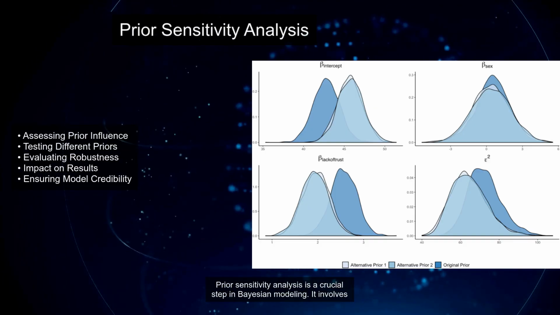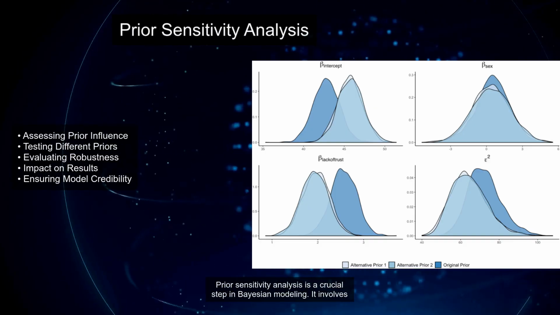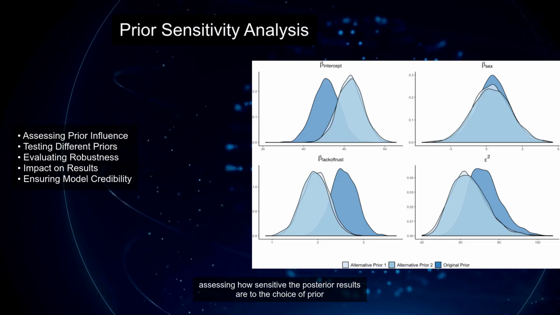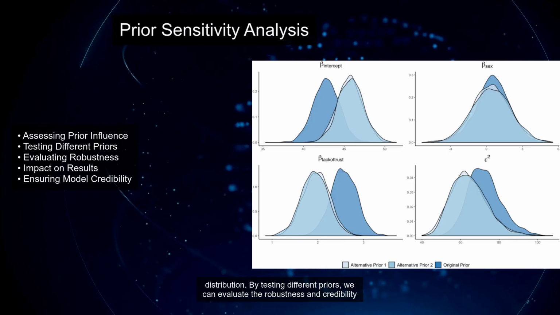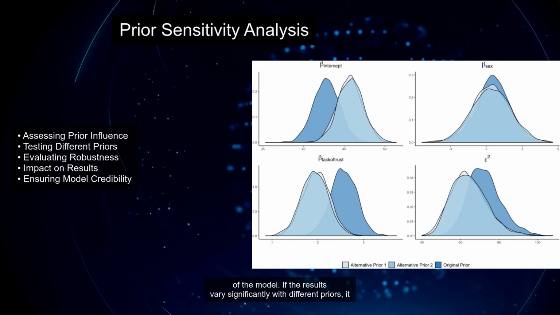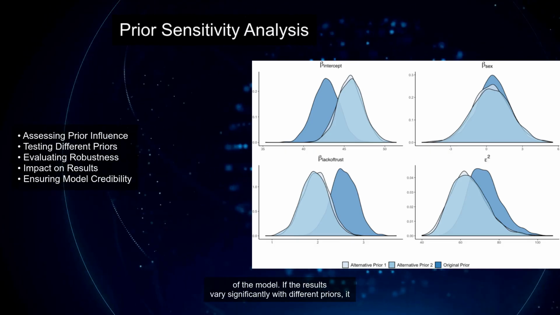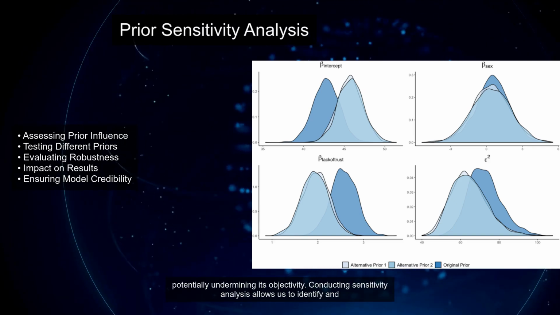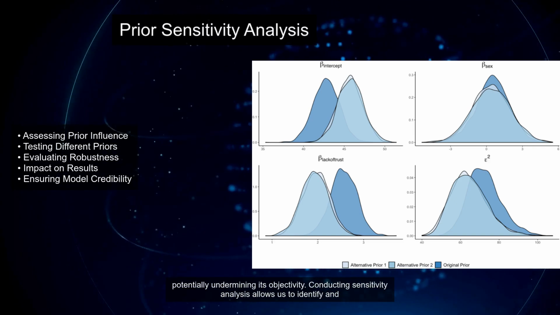Prior sensitivity analysis is a crucial step in Bayesian modeling. It involves assessing how sensitive the posterior results are to the choice of prior distribution. By testing different priors, we can evaluate the robustness and credibility of the model. If the results vary significantly with different priors, it may indicate that the model is overly reliant on the prior information, potentially undermining its objectivity.